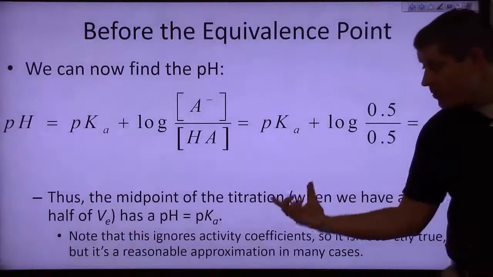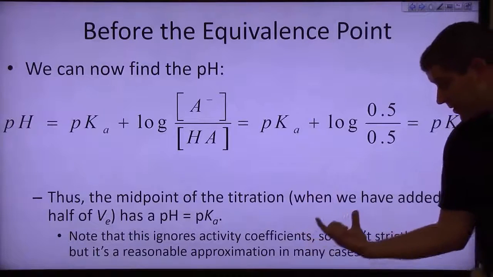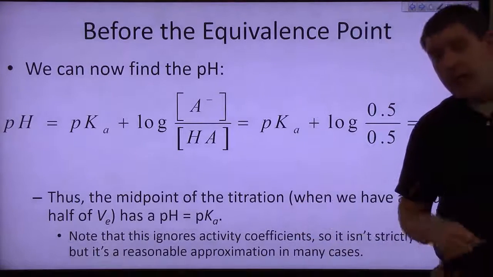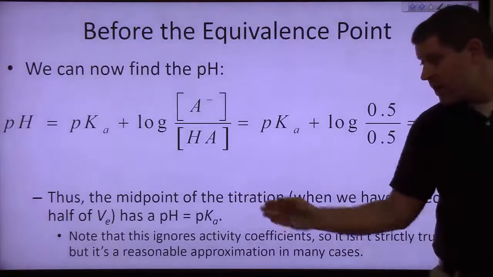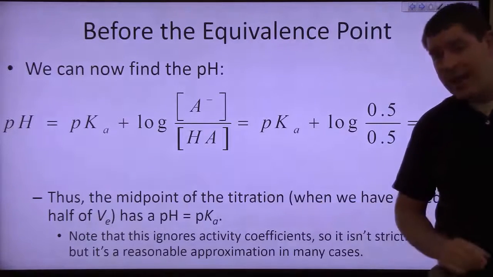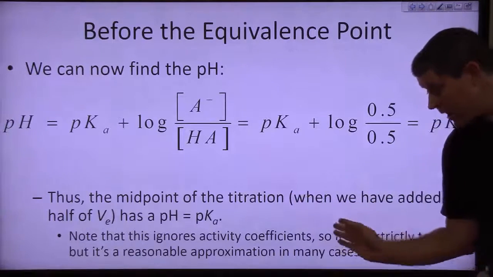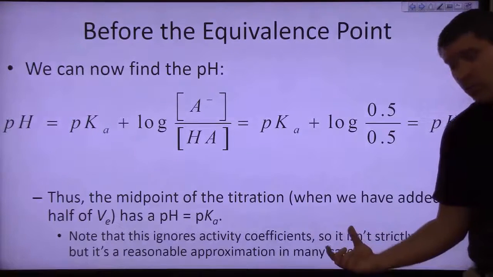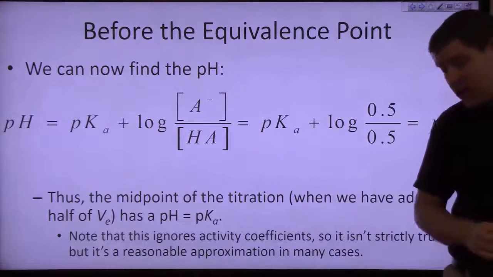And therefore, the midpoint of our titration, that is, when we've added half of VE, half of our volume at the equivalence point, then the pH is equal to pKa. Now, note that this ignores the activity coefficient, so it isn't strictly true, but it's a reasonable approximation in many cases.